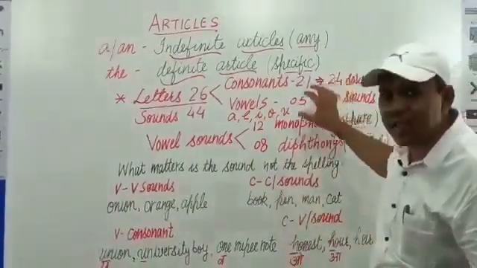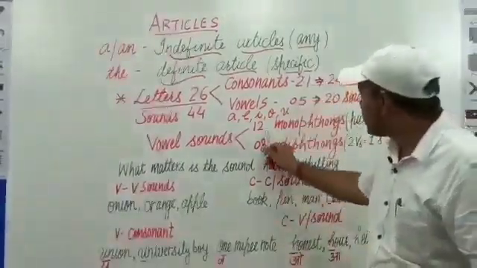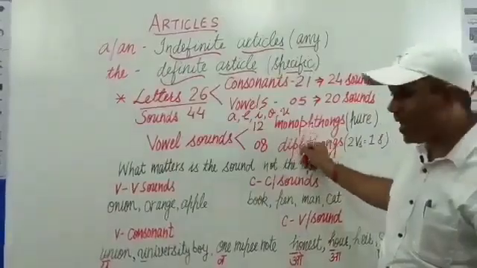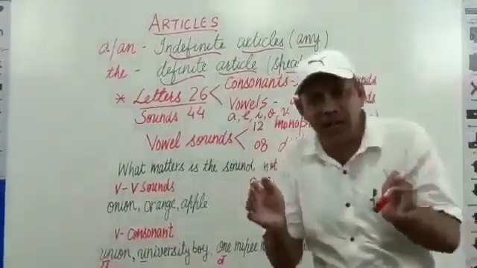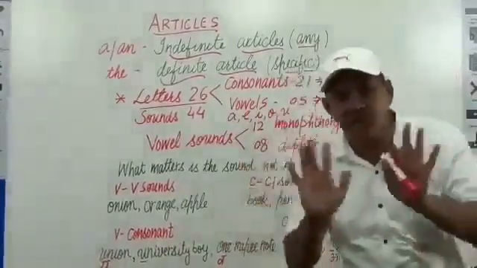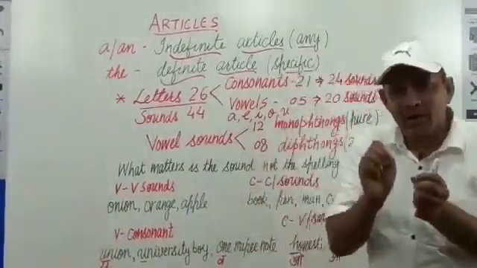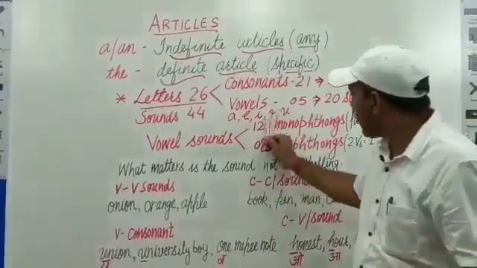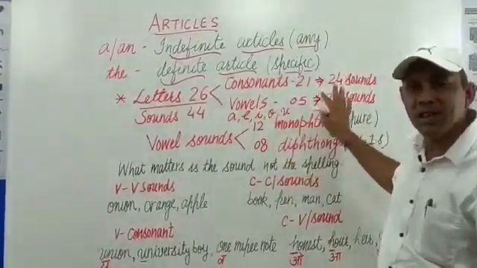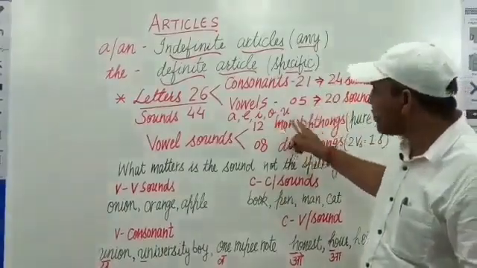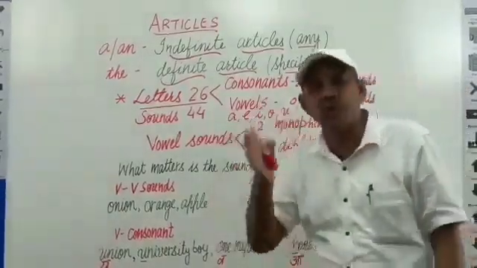Out of these 20 sounds, there are 12 monophthongs and 8 diphthongs. You do not need to go into much detail about this. You have to understand that these 5 vowels produce 20 sounds. It means we have to identify the sound produced by the vowel.